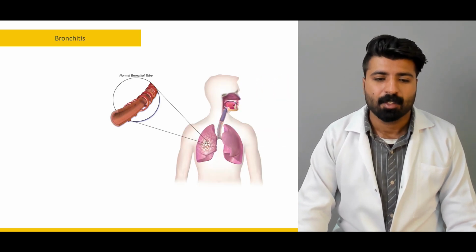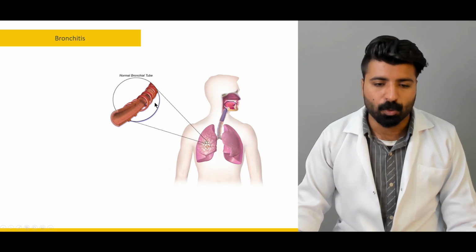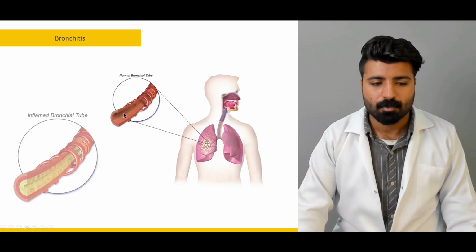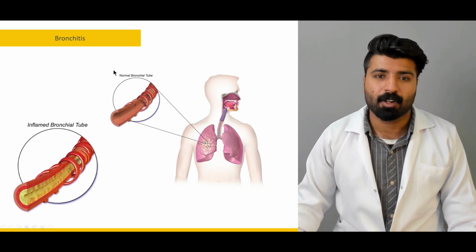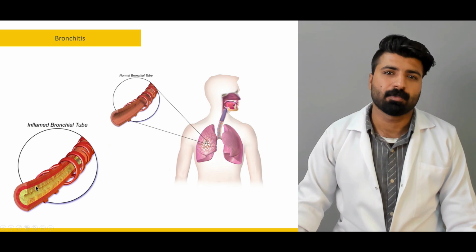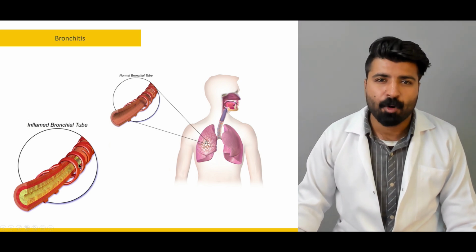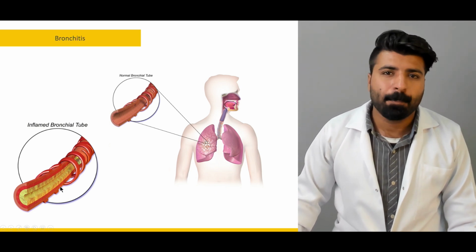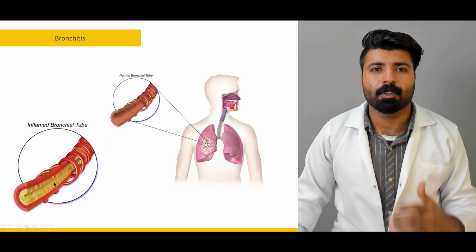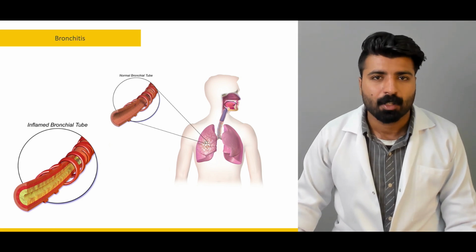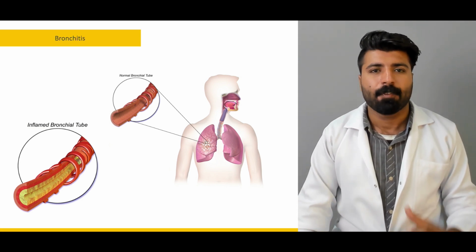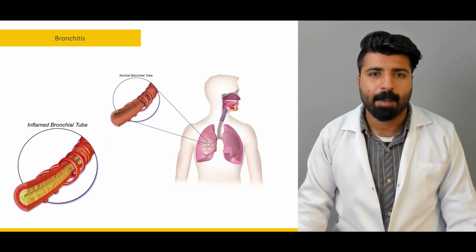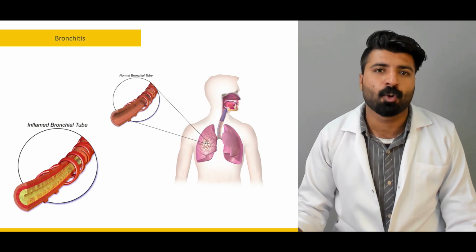As you can see, these are the normal bronchial tubes. And in case of bronchitis, this is what it gets to. These are inflamed bronchial tubes. They are mildly functioning. They're not up to their maximum optimum function. So we have to get to know what pathophysiology led to this condition. What happened which led to this inflammation of the whole bronchial tube?